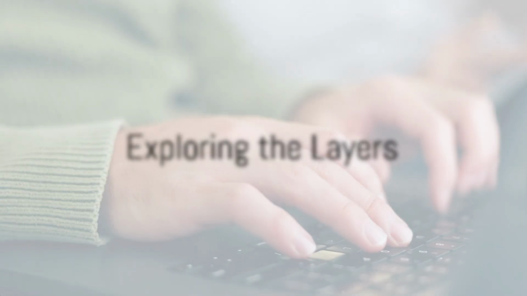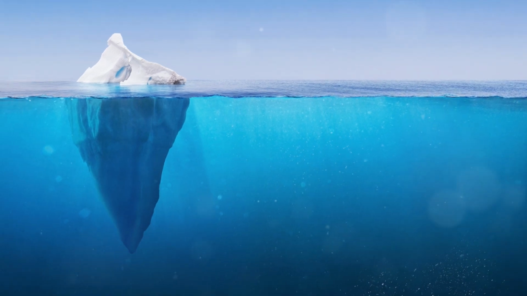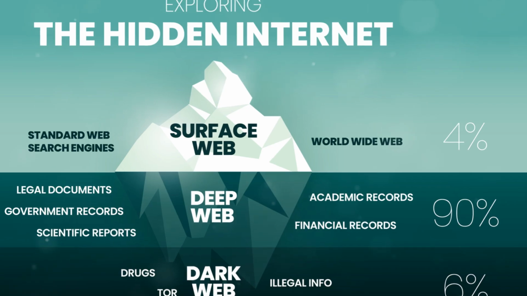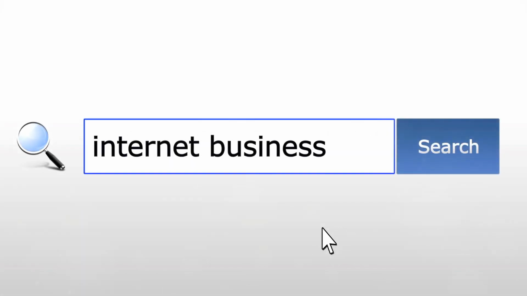Ever pondered about what lies beyond the surface of the internet that we use every day? The internet, much like an iceberg, has much more beneath its surface. Today, we delve into the three layers of the internet: the surface web, the deep web, and the dark web. Picture the surface web as the tip of the iceberg, the part we see and interact with daily.